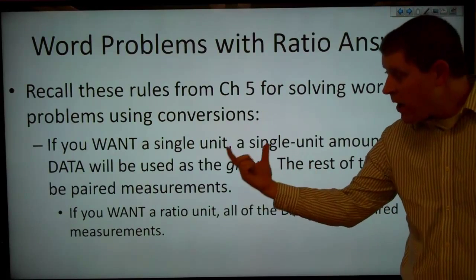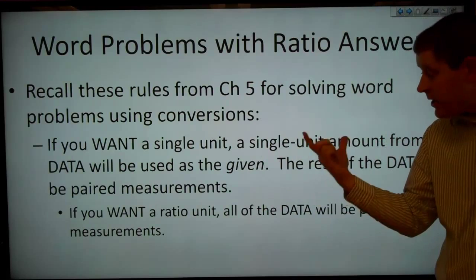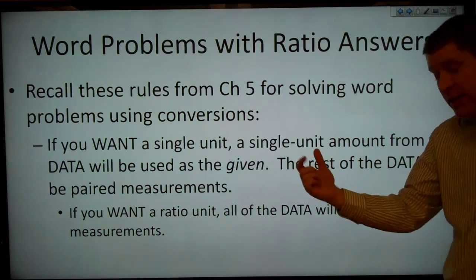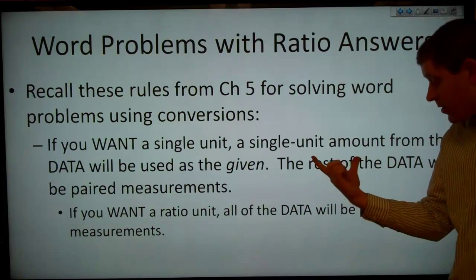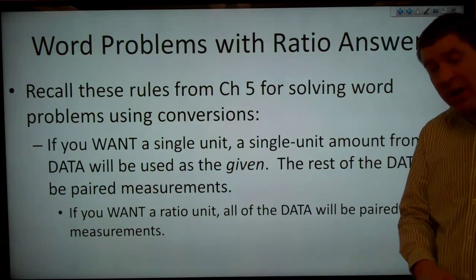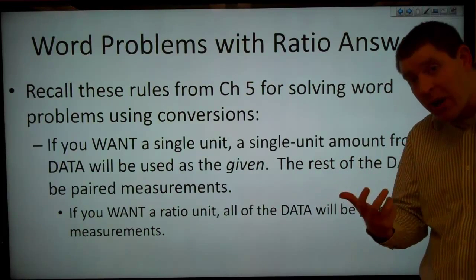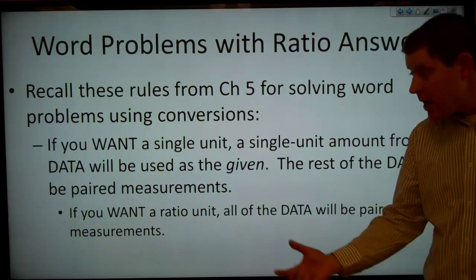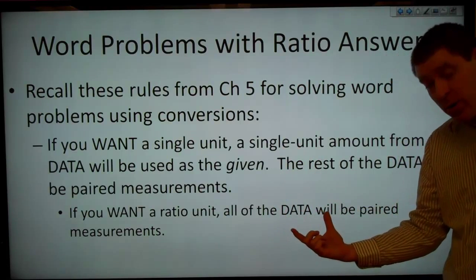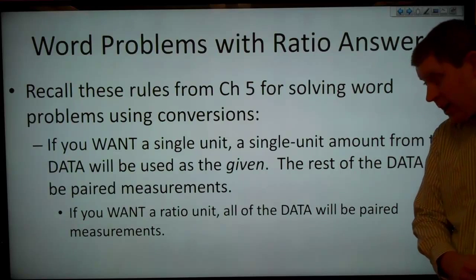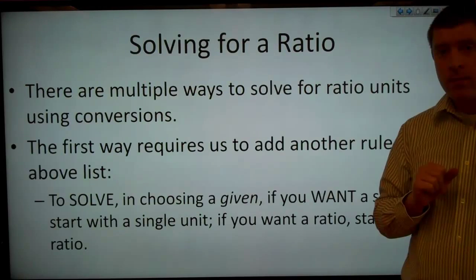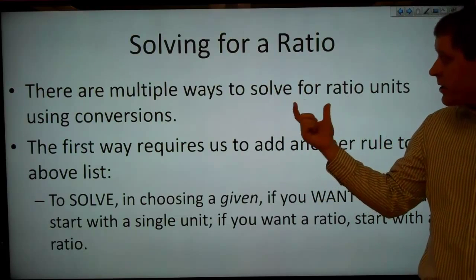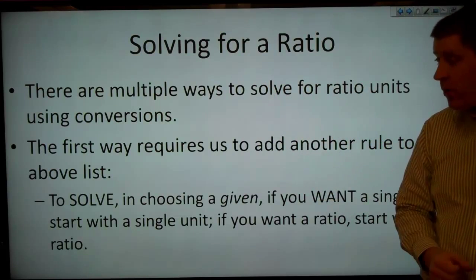So if we want a single unit, then a single unit amount from the data will be used as our given. And the rest of the data will be paired measurements, so those measurements will be paired into equalities. On the other hand, if we want a ratio unit, then all of the data will be paired measurements. They'll all be equalities. So there are multiple ways to solve for ratio units using conversions.